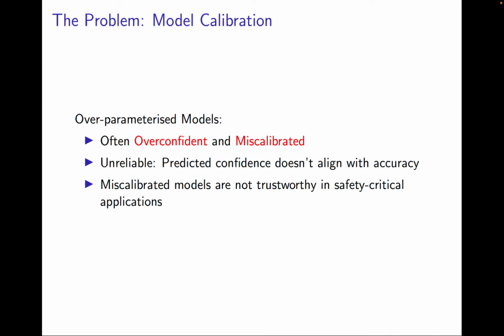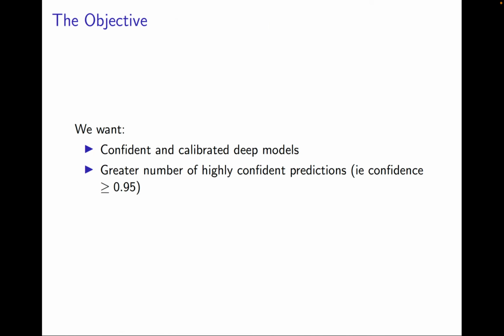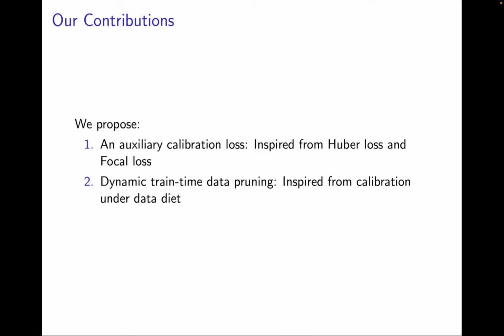It is a well-known fact that overparameterized models are often very overconfident and hence miscalibrated, which makes them unreliable and not trustworthy in safety-critical applications. So this begs the question, when can I trust my model's predictions? An ideal model would look something like this, that it's confident and calibrated, and the highly confident predictions are high in number. For example, think back to the COVID-19 scenario when 95% was the criteria to send someone to the regular ward.